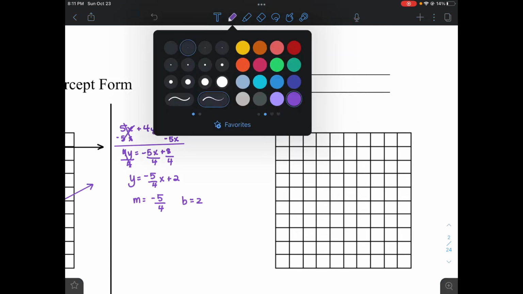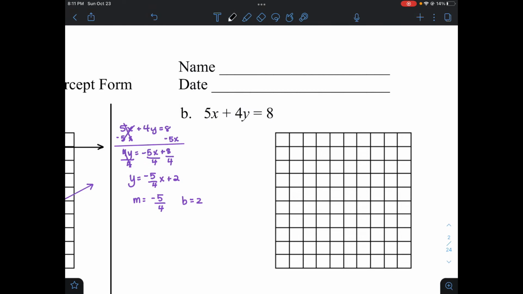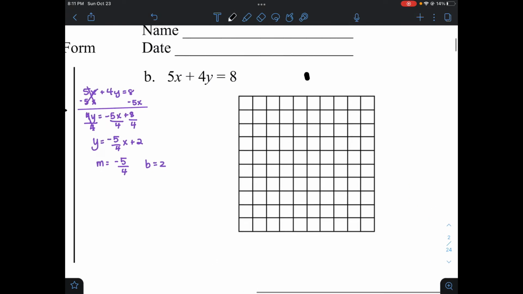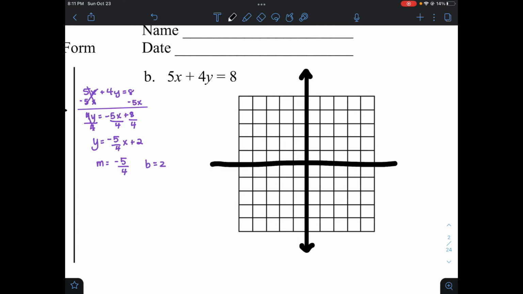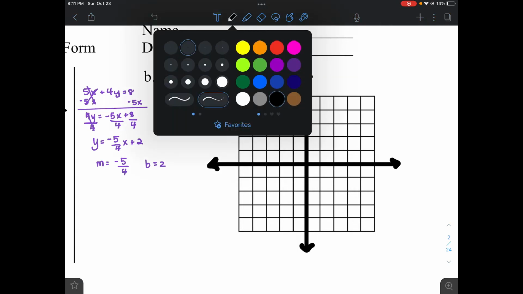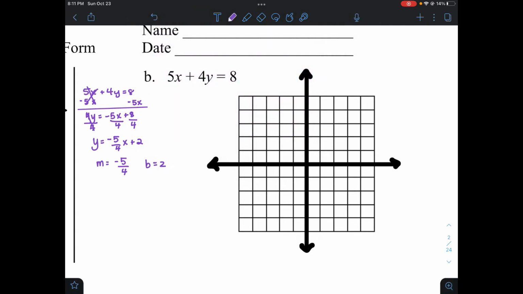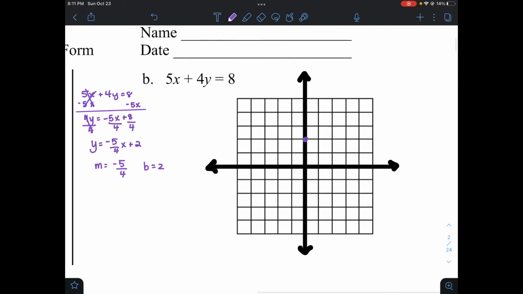So again, put your xy axis here. I'm going to do this one right down the middle. All right, so again, we start at our y-intercept. That's positive 2. That's up here. Ignore my dog. And then we have our slope of negative 5/4.